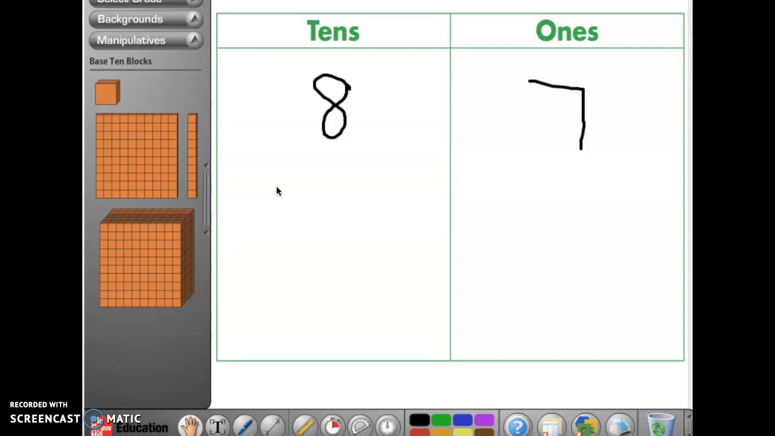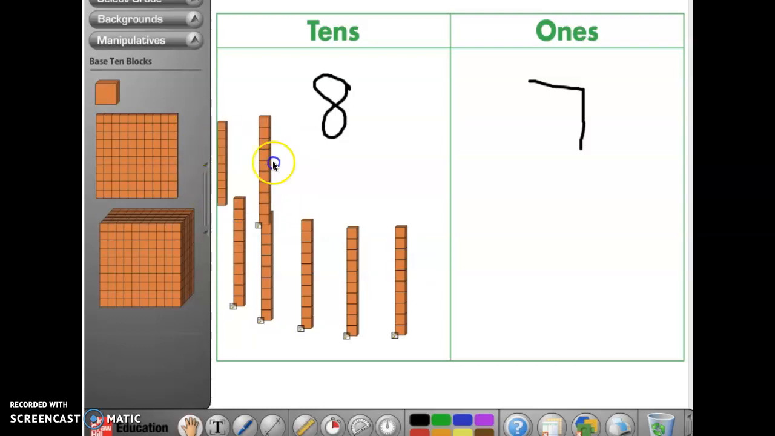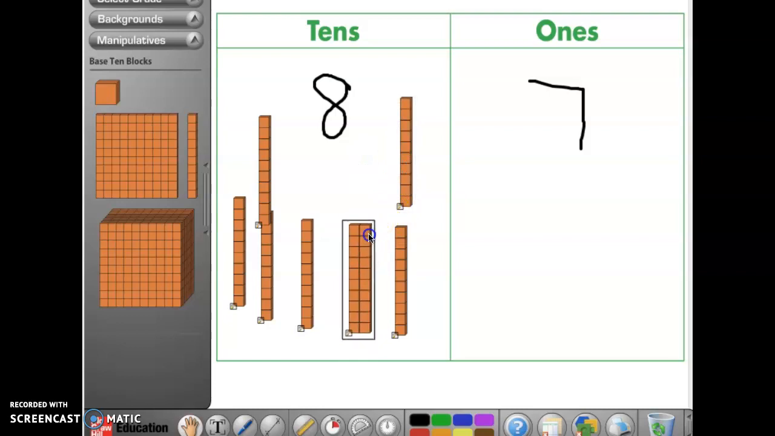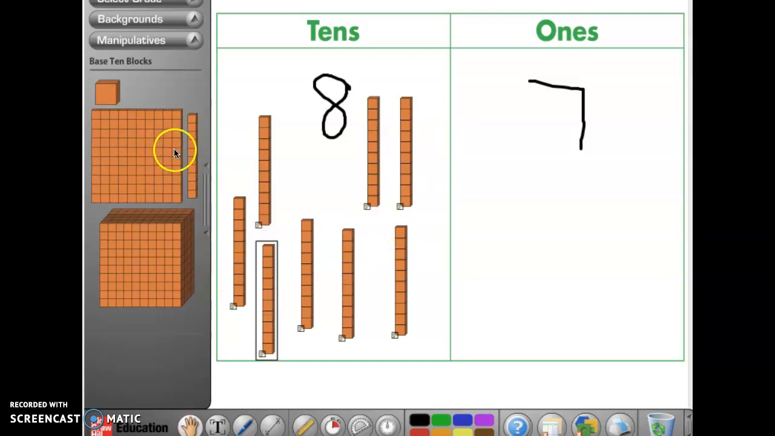So I'm going to use the number 87 that I have built into this place value chart, and I'm going to go ahead and drag some base 10 blocks out so that I can see this with those. Just kind of sporadically all over the place. There we go. I know they're kind of all over, but there are 8 of them.